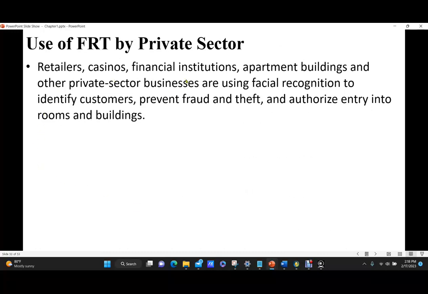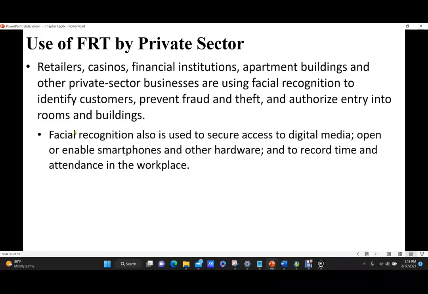Retailers, casinos, financial institutions, apartment buildings, private sector businesses in general are using facial recognition to identify customers, to prevent fraud and theft, and to authorize entry into rooms and buildings. Facial recognition is also used to secure access to digital media, open or enable smartphones and other hardware, and to record time and attendance in the workplace.